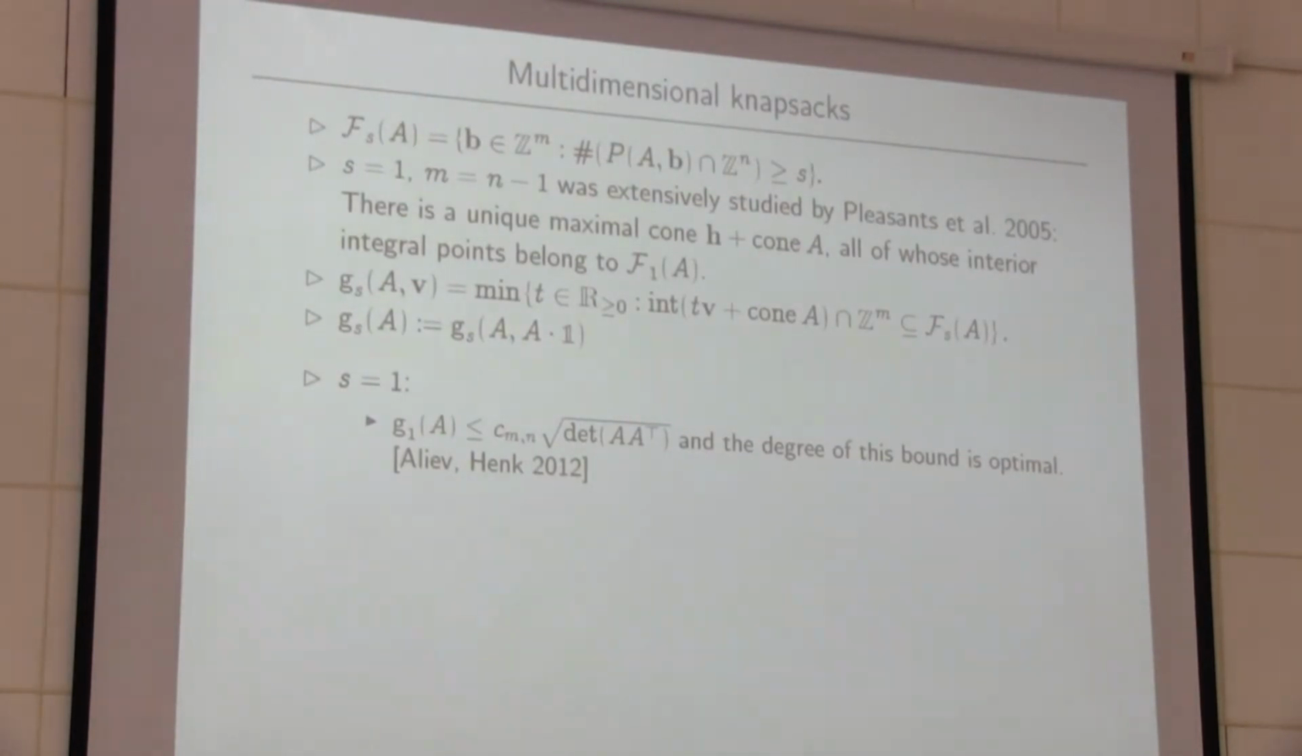Right. This number g_S of A is called the generalized Frobenius number, and we know several bounds of this number. First, in 2012, we proved with Mark and Henk that the generalized Frobenius number is bounded by a constant, which depends on m and n, times the root of the determinant of A times A transpose. And the degree of this bound is optimal, so to say this bound is optimal up to a constant. And as an example of the constant, you can take n minus n times the root of n over 2.